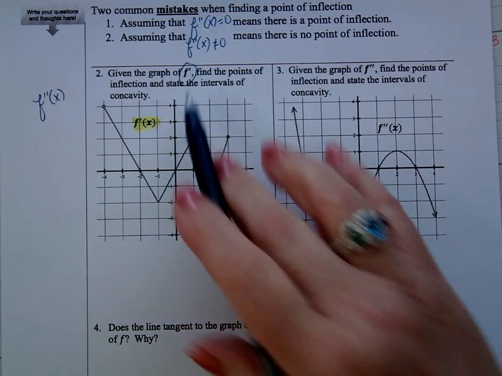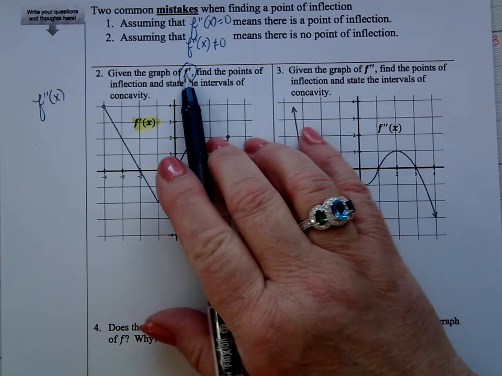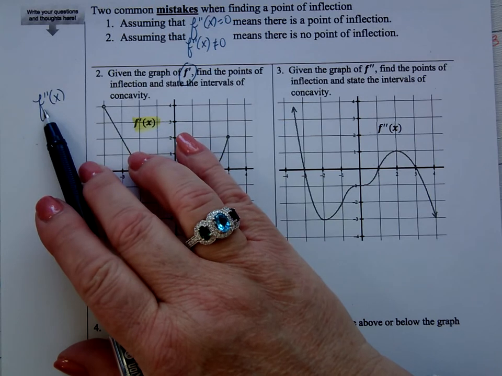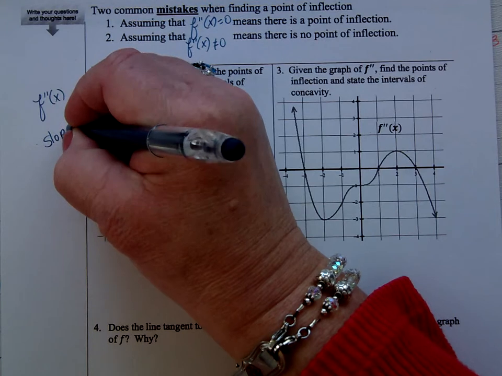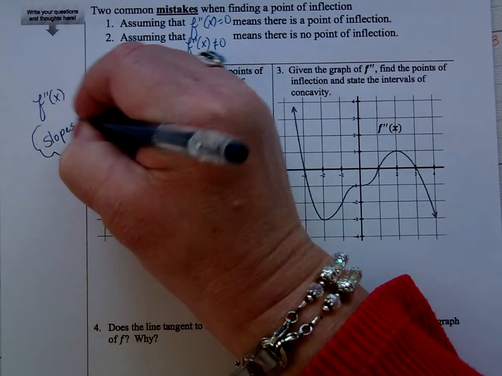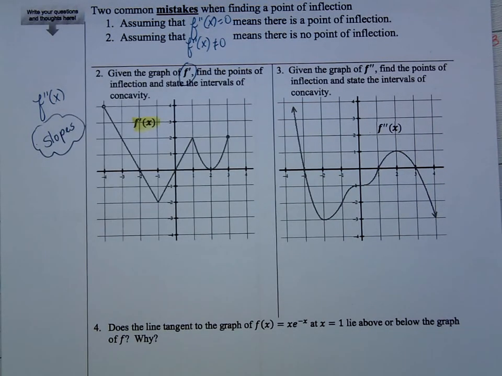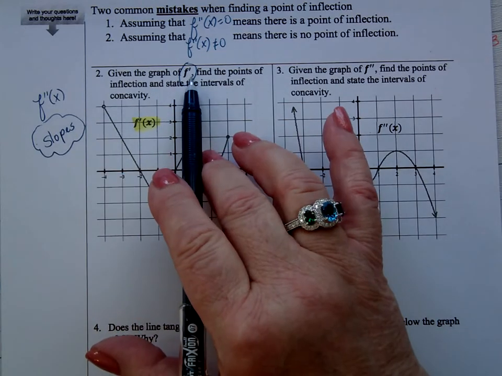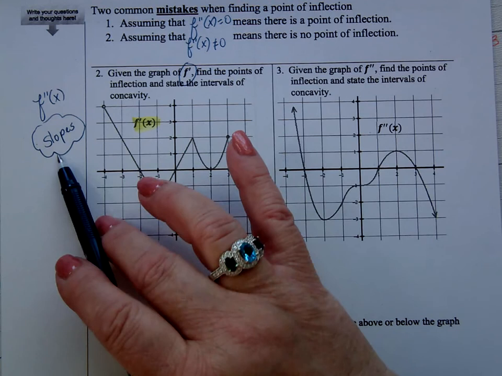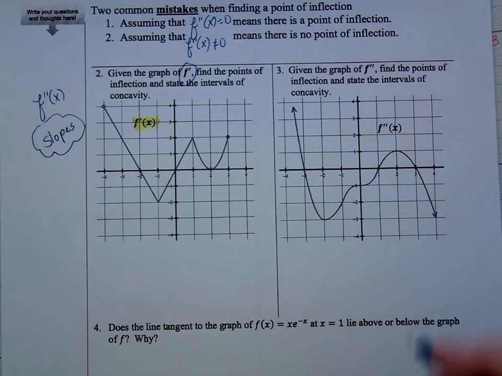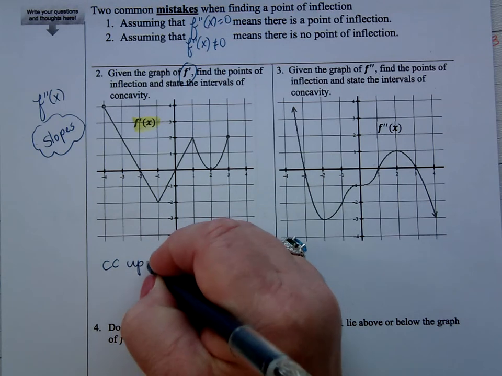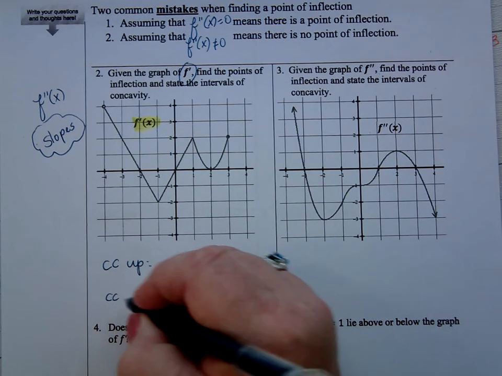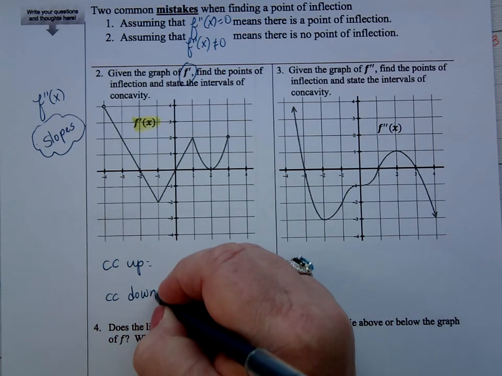So if I'm given the first derivative and asked what the second derivative is doing, I need to be concerned about the slopes of this graph. I'm not concerned about above the x-axis or below the x-axis, because I'm going from one derivative to the next, which means I'm concerned about the slopes. That's how I'm going to define where it's concave up and concave down, and then we'll talk points of inflection.